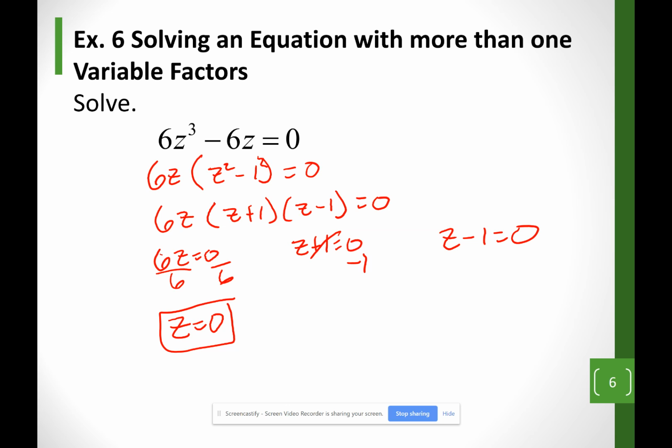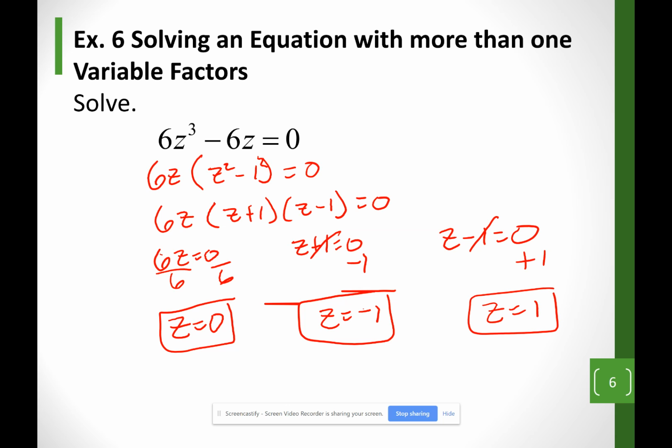On the second one, let me subtract 1 from each side. And I'm going to get that z is equal to negative 1. On my last equation, let me add 1 to both sides. And I'm going to have that z is equal to positive 1. Those are my three possible solutions.